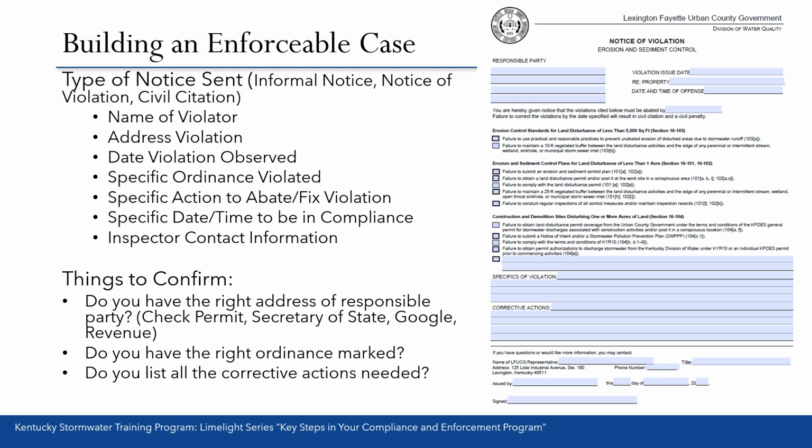An additional area that you really want to make sure is correct is, did you check the correct ordinance? You have to make sure that the correct ordinances are written down, or that notice of violation is not valid. Then the list of the corrective actions needed. Be specific. Things like fix construction entrance or correct silt fence erosion sediment control areas. You cannot tell them how to fix it, but you can tell them what needs to be fixed.